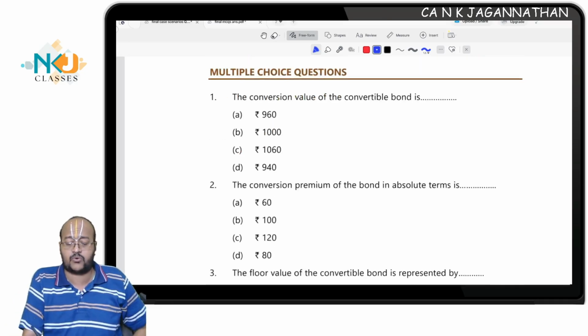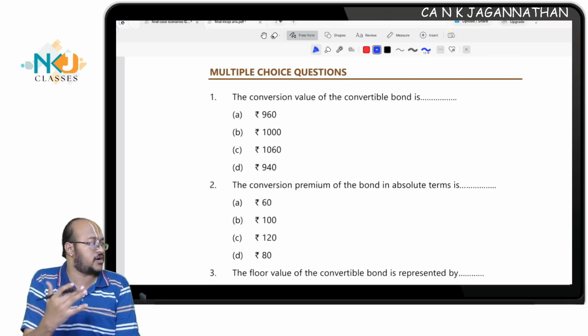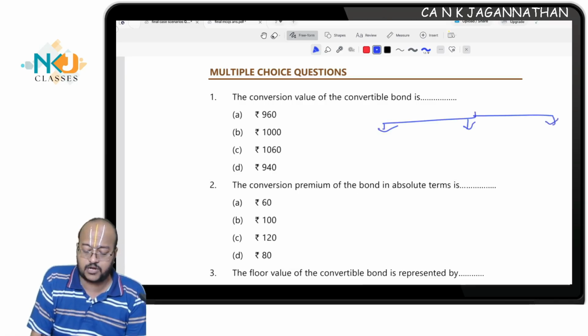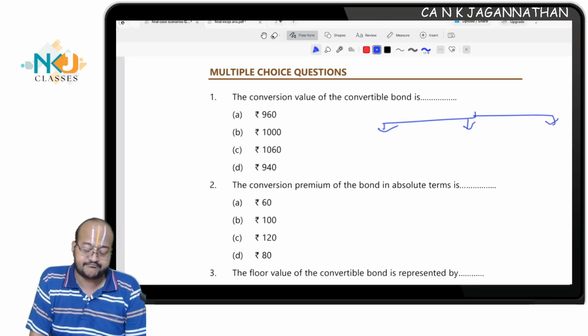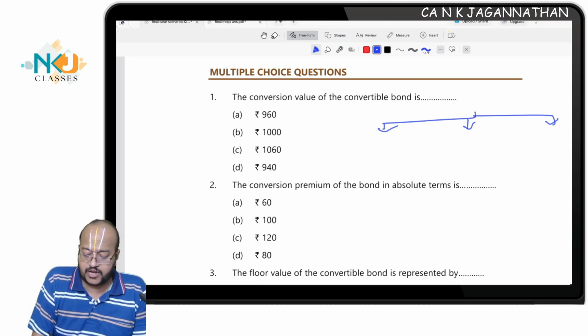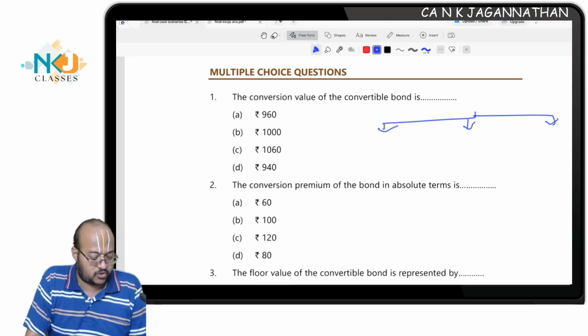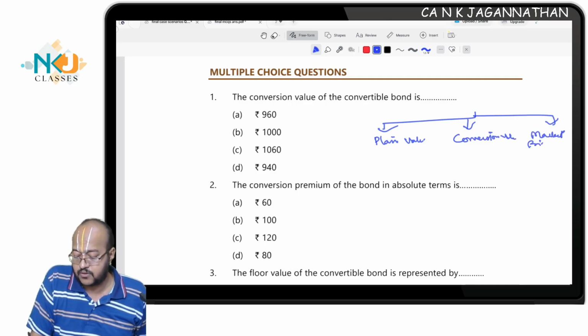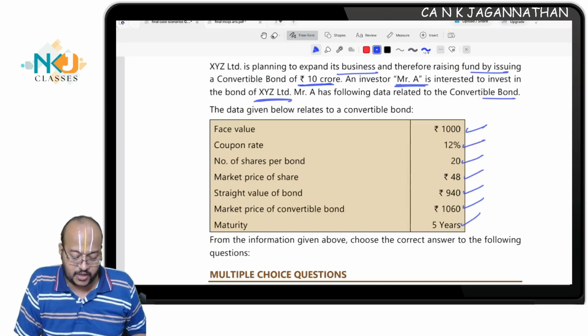The conversion value, I told you, in any convertible bond question, you need to classify the price into 3. Plain value of the bond, conversion value of the bond, and market price of the convertible bond. So 3 prices you have, very simple.